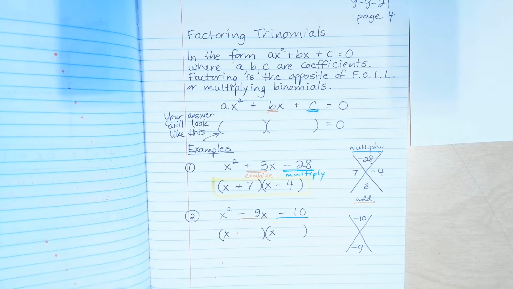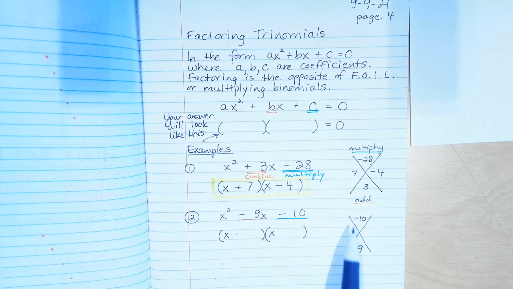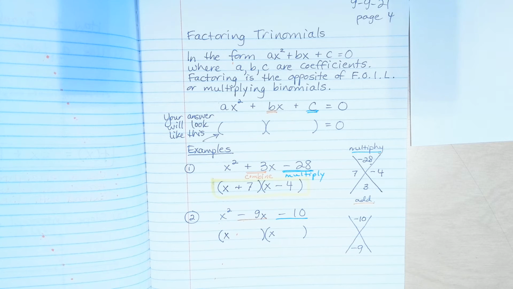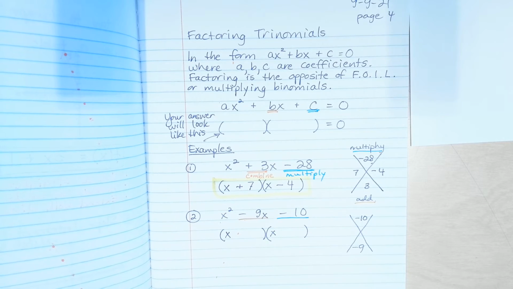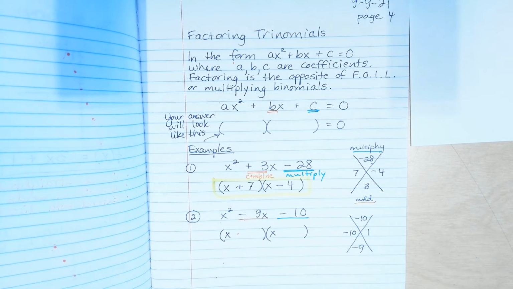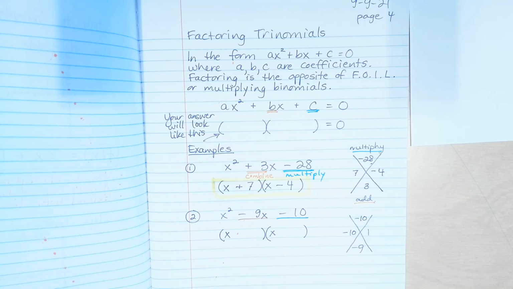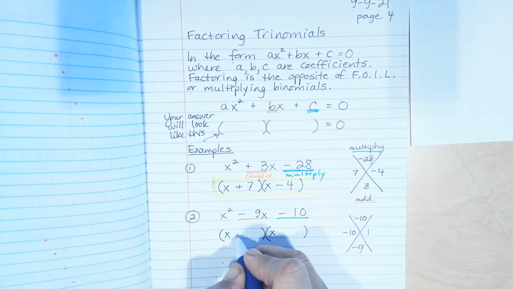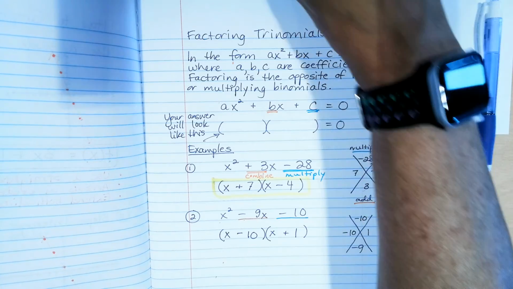So can anyone think of what two numbers will multiply to give me negative 10, but when I add them together I get negative 9? There's really only two possibilities. Sam? Negative 10 and positive 1 is exactly correct. It's either 2 and 5 or 1 and 10, right? So he got that combination. All you do is put minus 10 here and plus 1 here. And that's your answer.